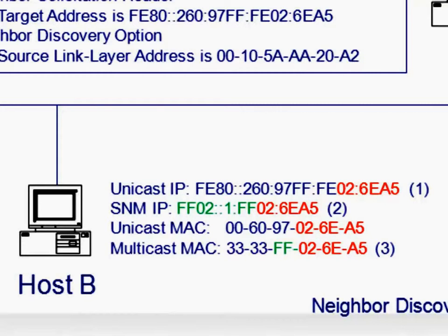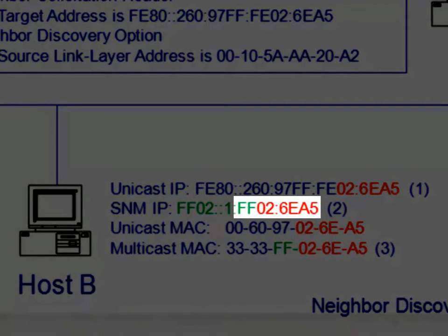0260A5. So host A can determine from host B's unicast IP address what its SNM address is, starting with the prefix FF02:1:F, followed by the least significant 24 bits that I already mentioned. From that, we described earlier in a previous topic on the IP addressing part 2 how to map down a multicast IP address into a multicast MAC address. So the SNM address FF02:1FF/104 prefix ends in the least significant 24 bits of the host MAC address.